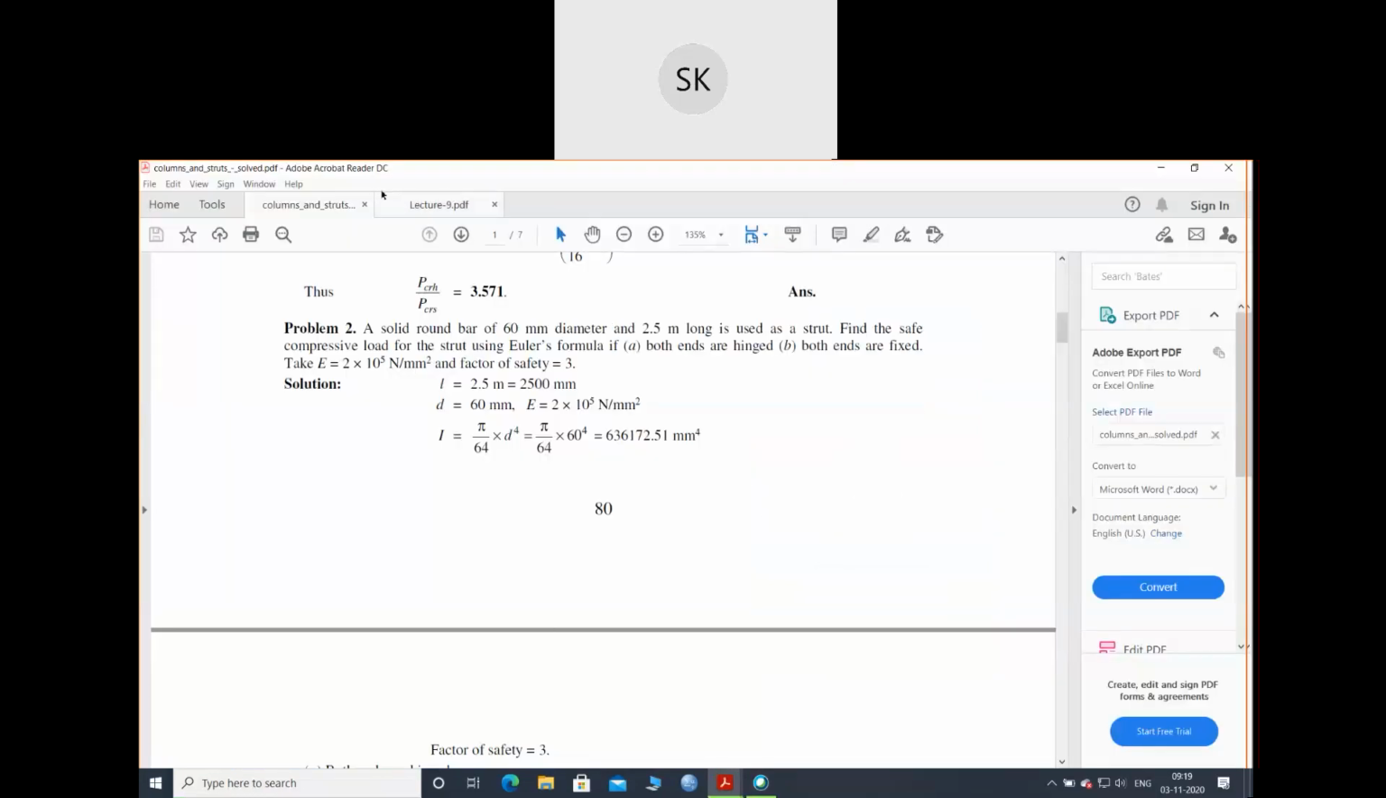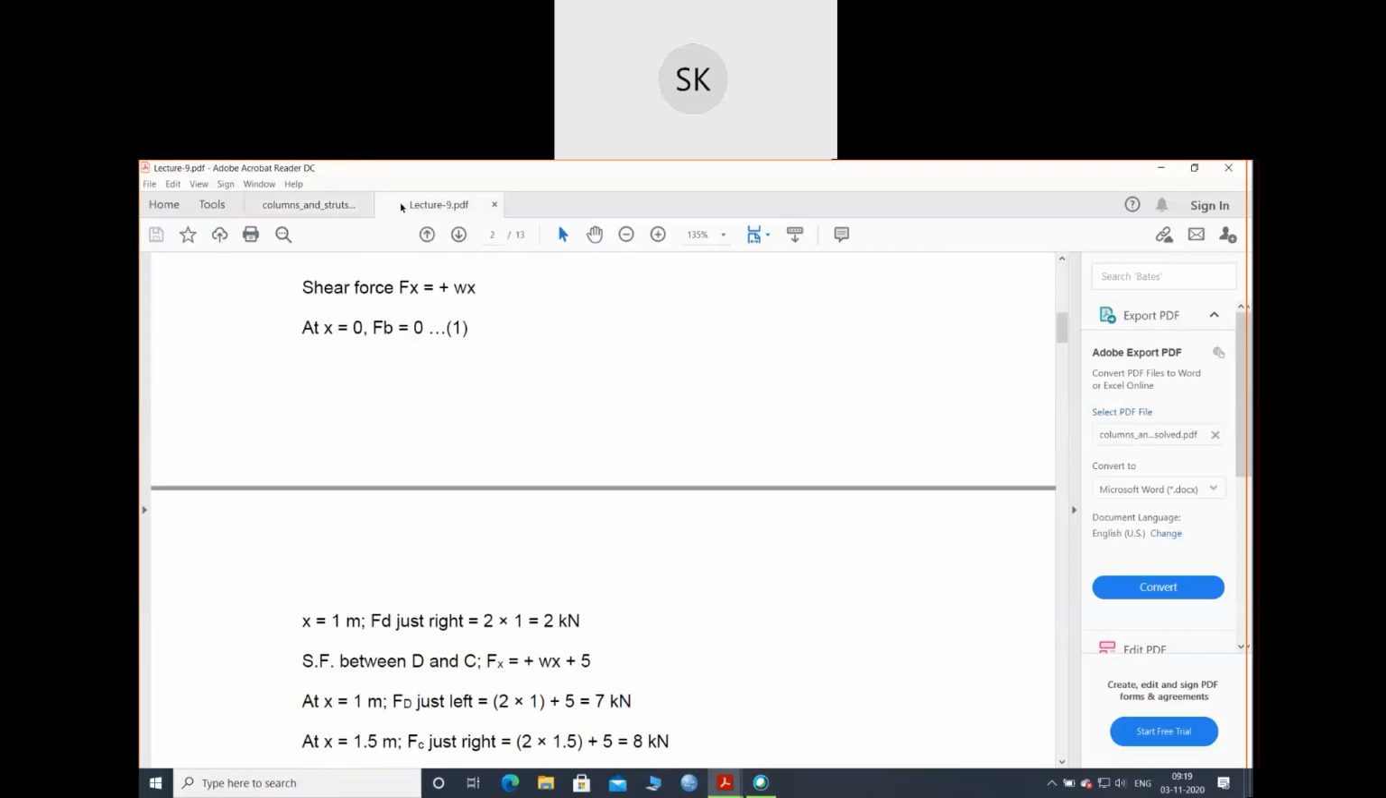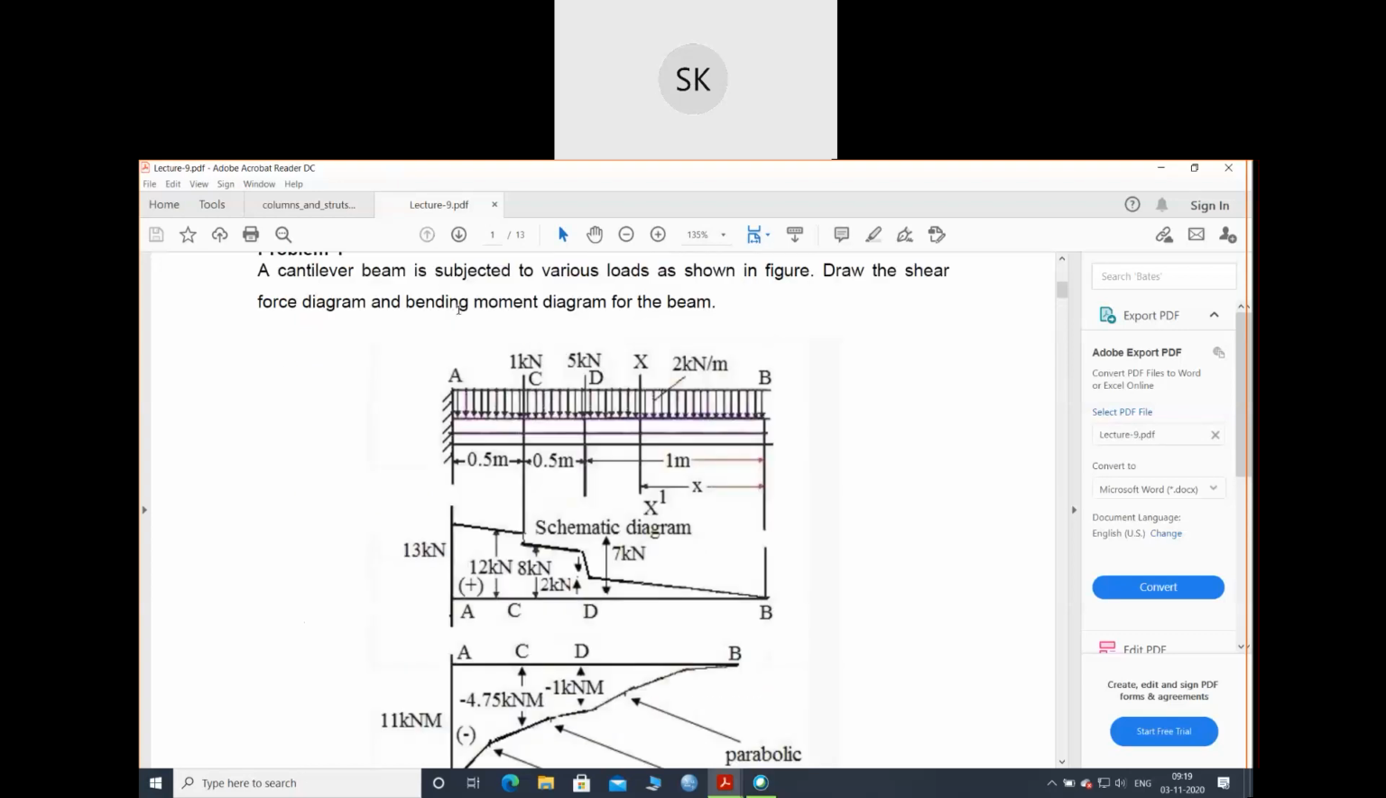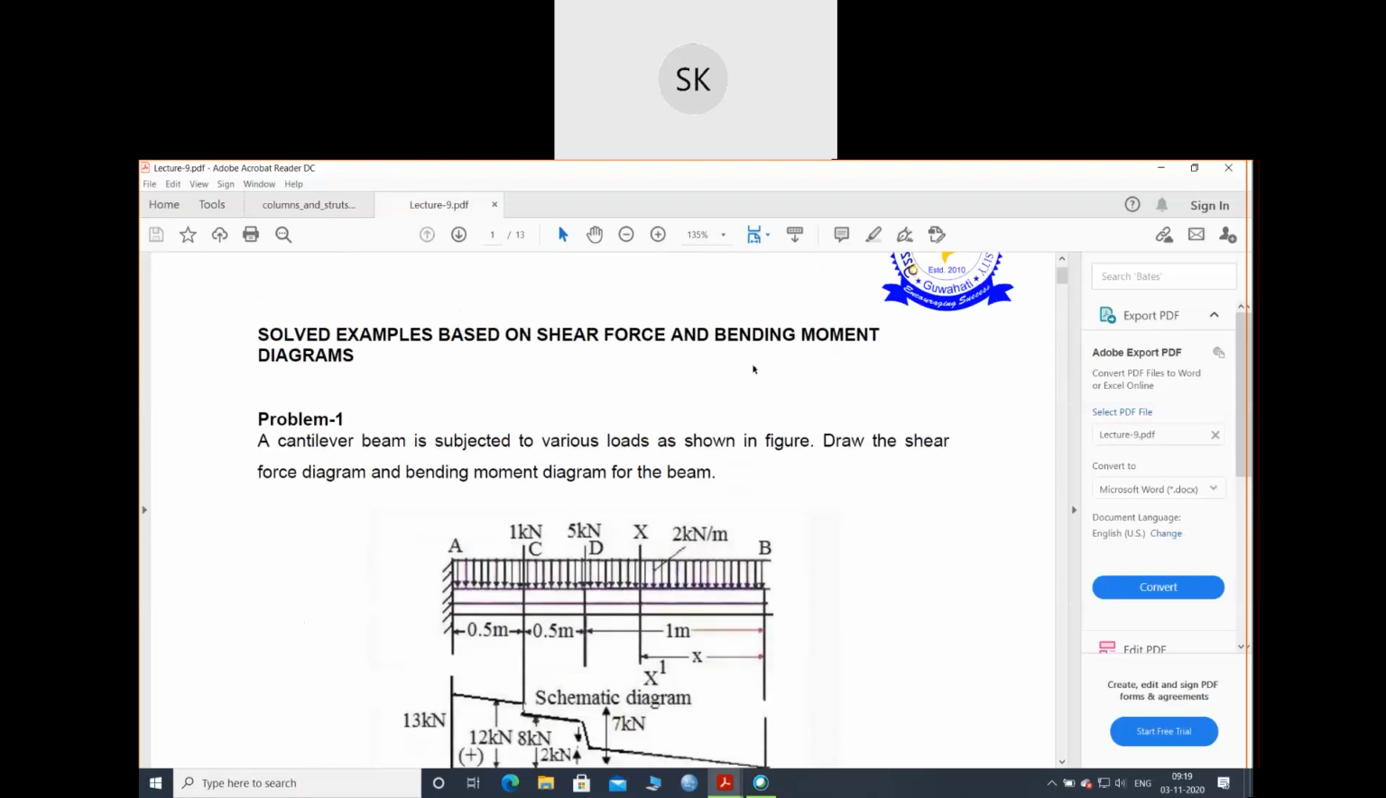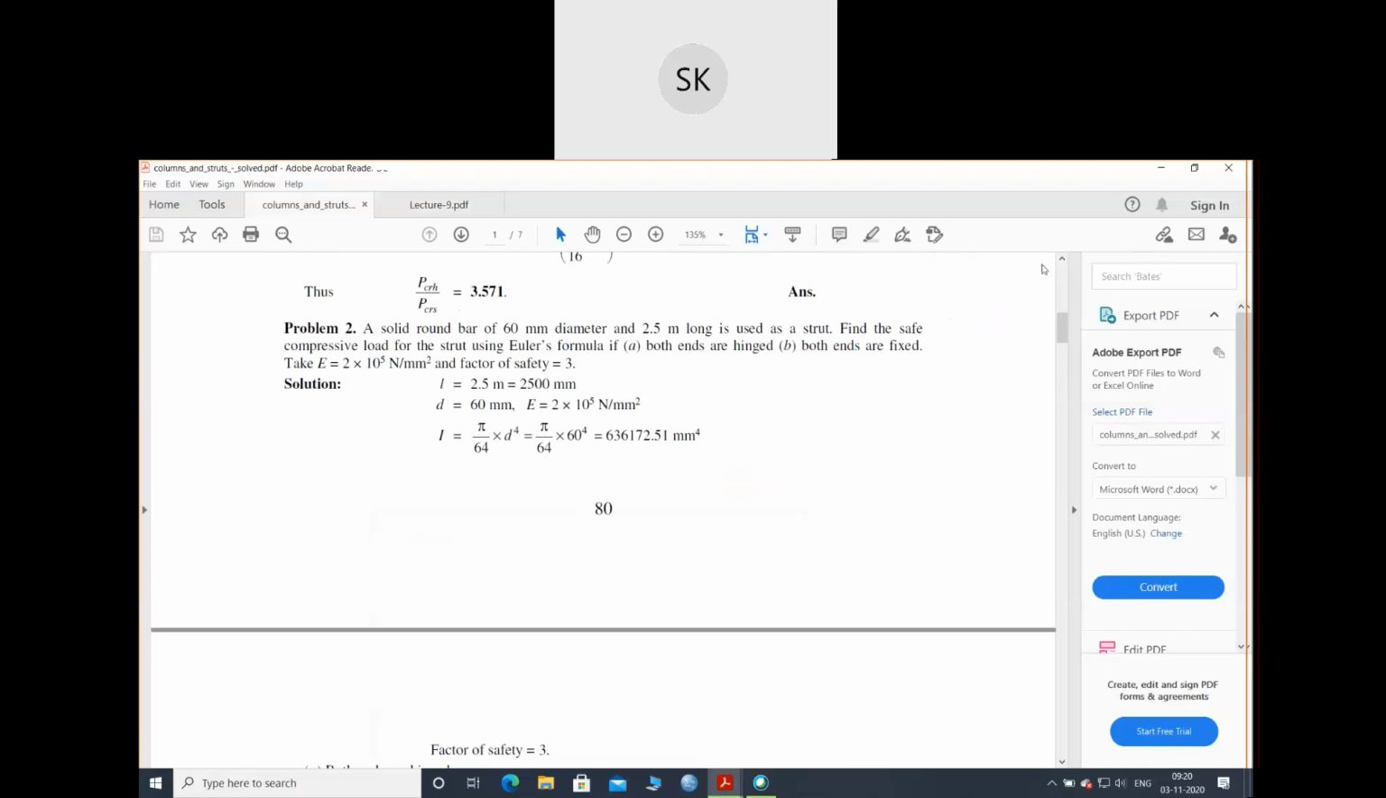Okay, in the first half, we'll discuss the column and strut problems. Last class, we discussed very few problems, so I thought of discussing again, as some of you have more doubts. Then in the second half, we'll discuss some questions from shear force and bending moment diagrams. So let's start with columns and struts.